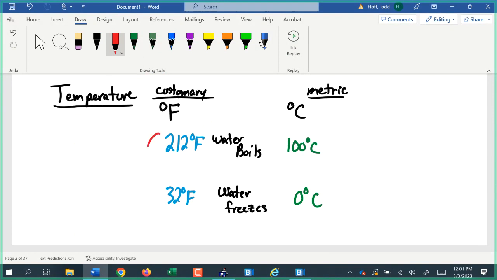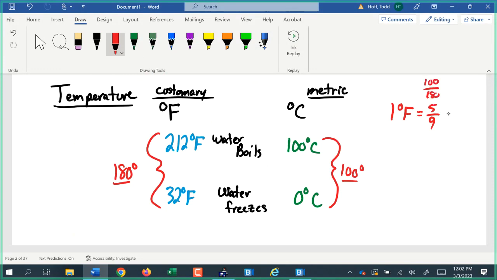So the first thing I want to point out is the range here. From water freezing to water boiling, in the Fahrenheit scale, that's 180 degrees. In the Celsius scale, that's only 100 degrees. So 1 degree Celsius is bigger than 1 degree Fahrenheit. Using those numbers to make a ratio, 1 degree Fahrenheit is equal to 5/9, which is just 100 over 180 reduced, of 1 degree Celsius. Or the other way around, 1 degree Celsius is 9/5 of 1 degree Fahrenheit. Notice the 9/5 is just the reciprocal. That's 180 over 100 reduced.